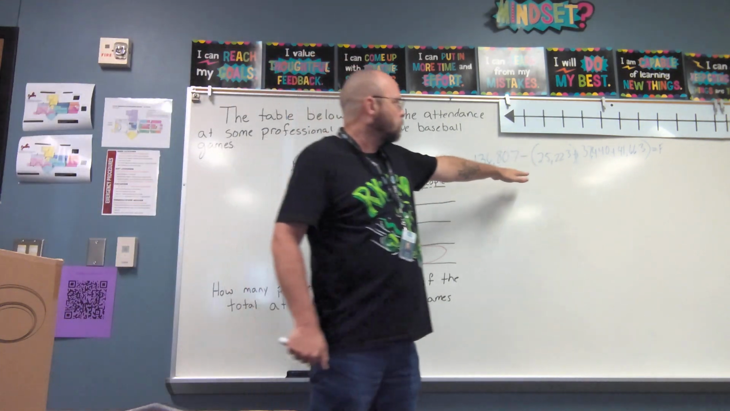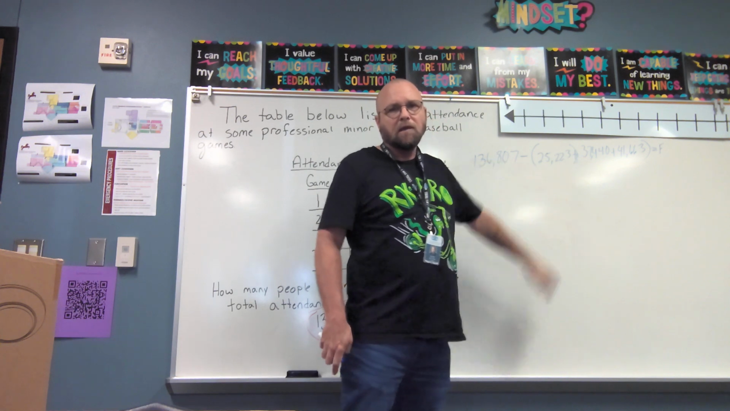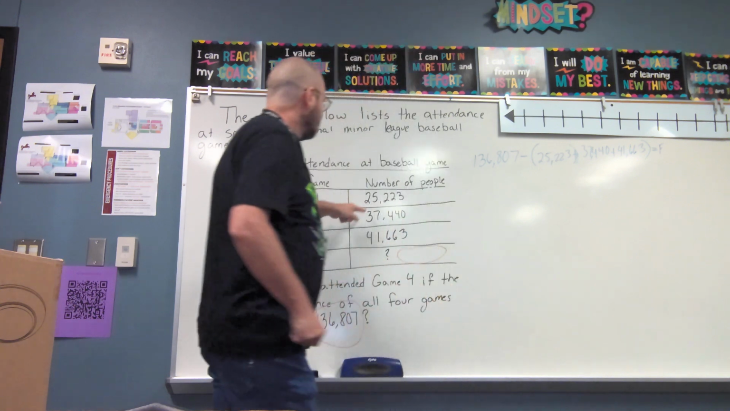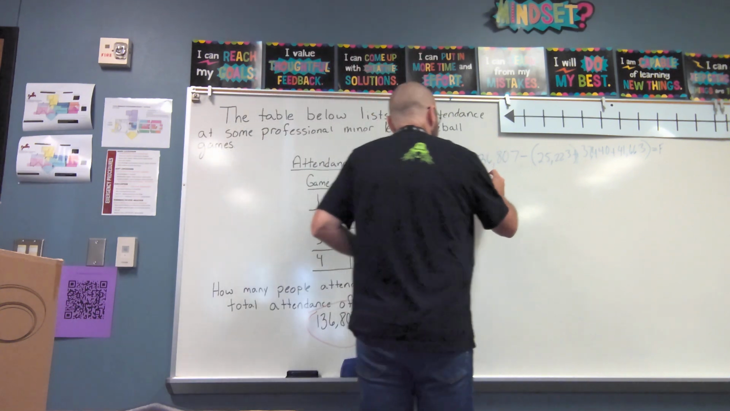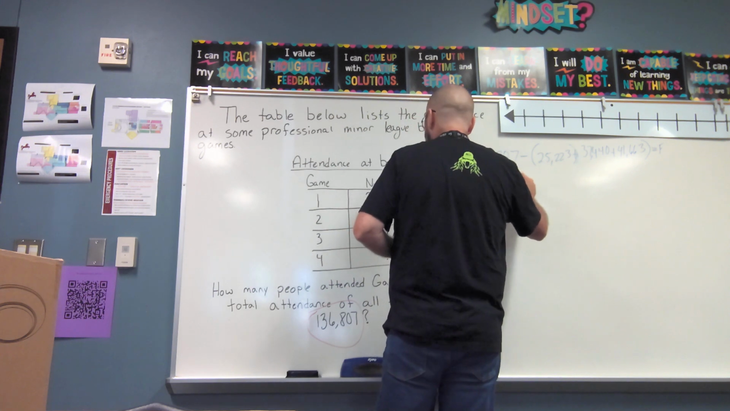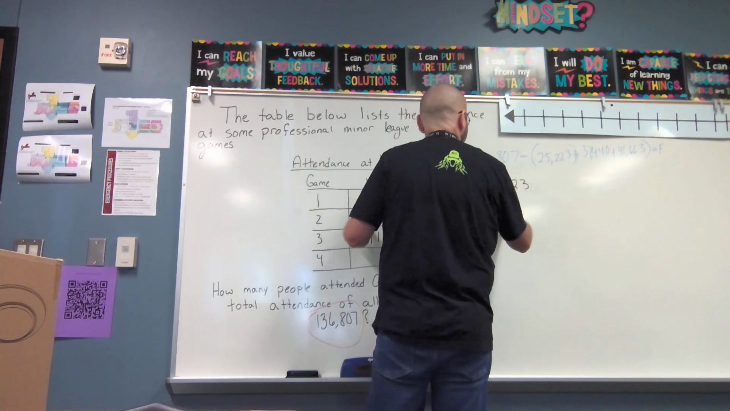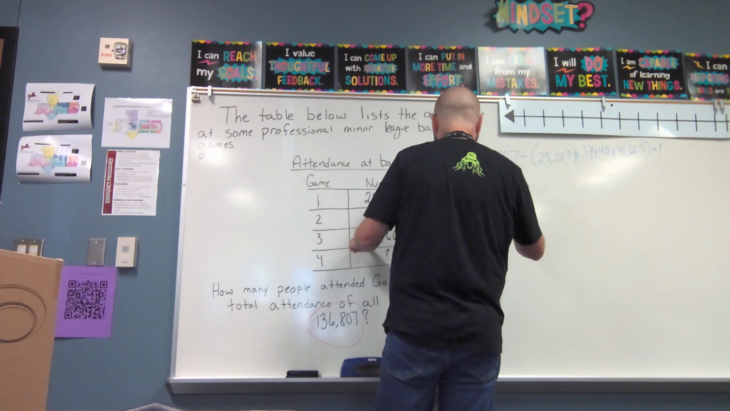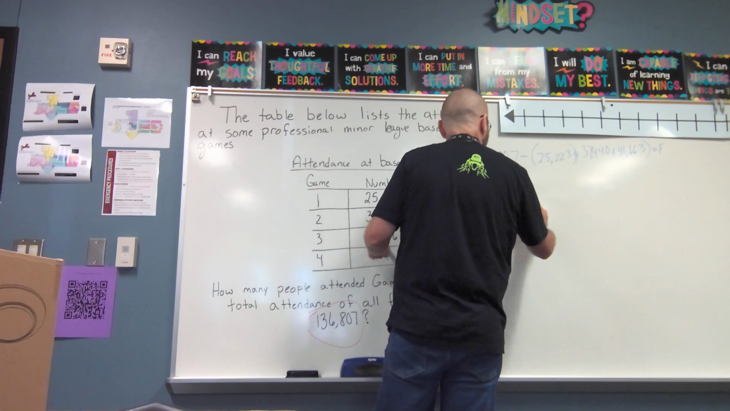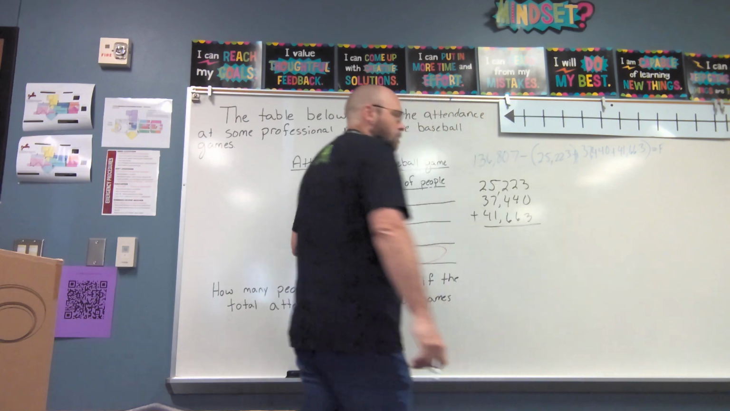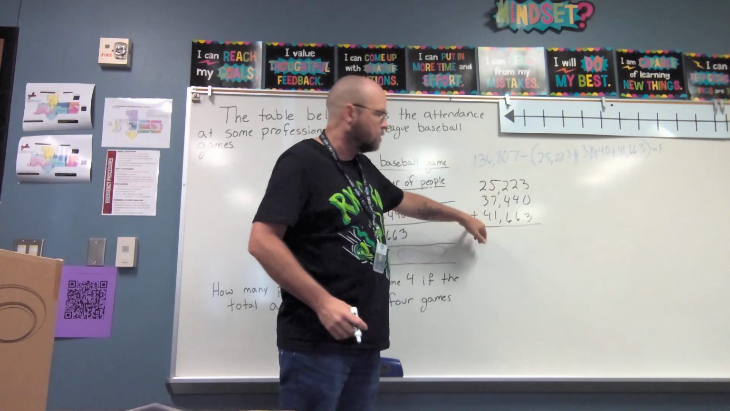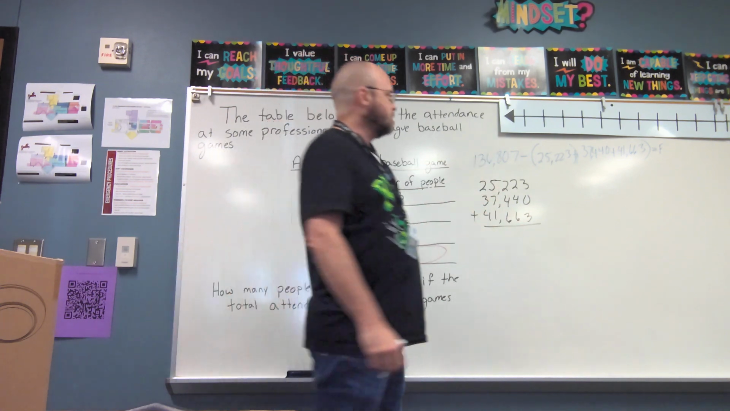When we do an equation with multiple steps, we always start with inside the parentheses. We solve what's inside the parentheses first. So we're going to do that first by finding the sum of these 3 games. So we have 25,223. Let's make that look like a 5. We have 37,440. We have 41,663. We're going to find the sum of those. Now, you could add 2 of them together, and then whatever your sum is, add that to the third one. However it is easiest for you.